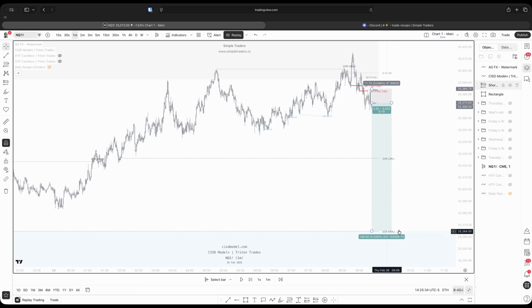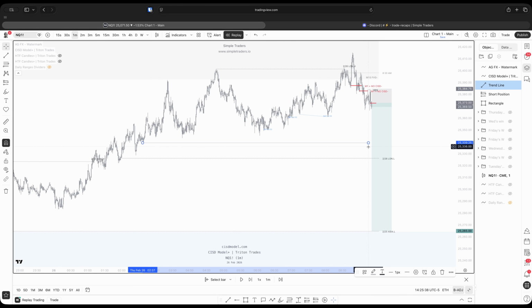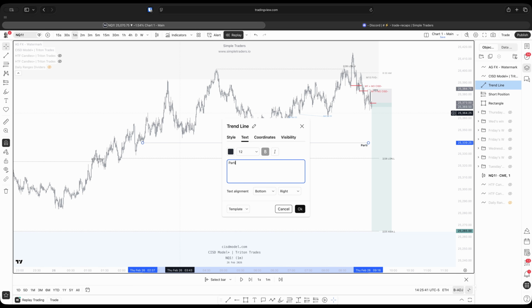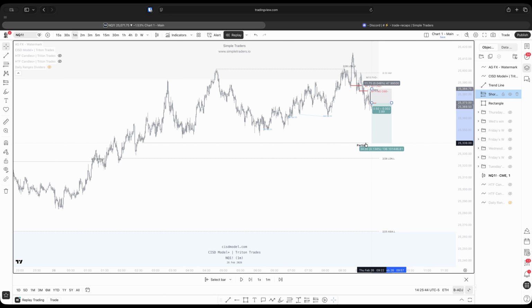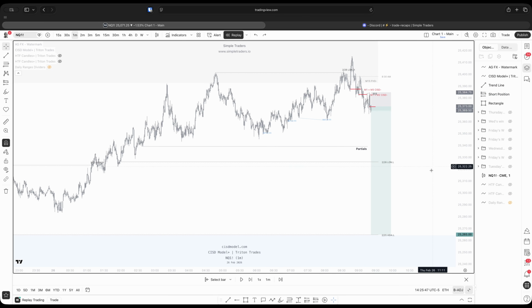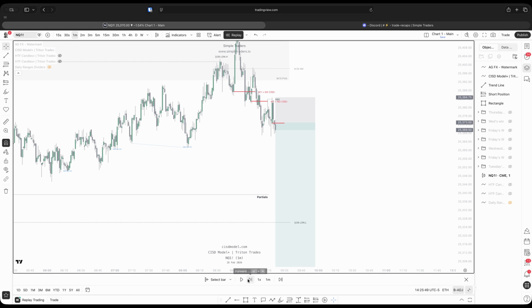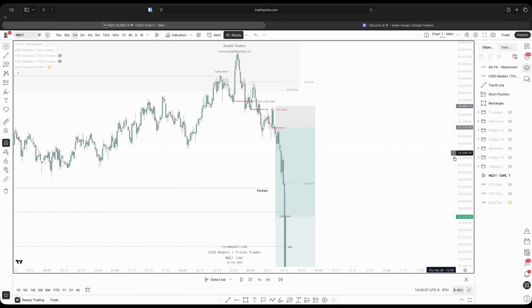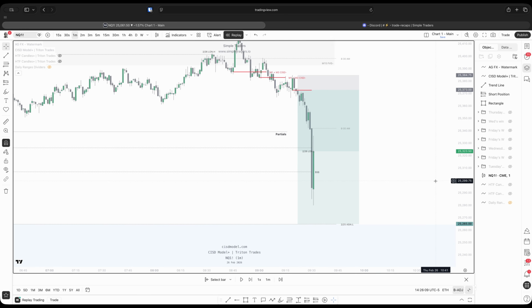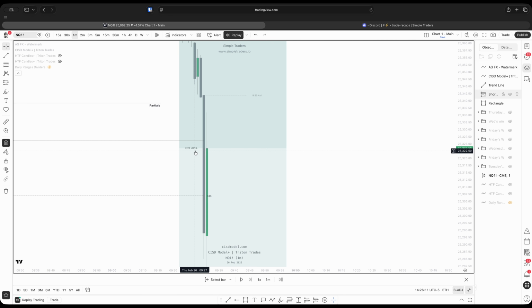So I'm placing my final take profit at Asia low, and I decided to take partials at around 1 to 3 risk to reward, and my final take profit is at Asia low. So let's forward price. You can see price really started dumping lower. We came down below London low, right over here.